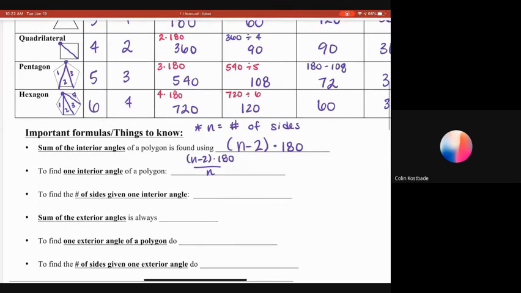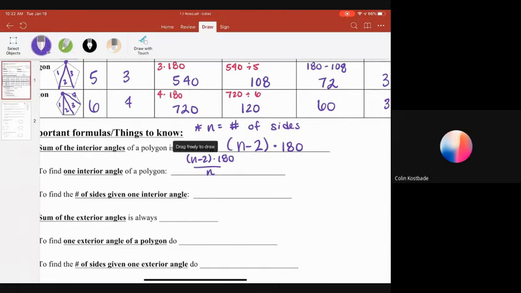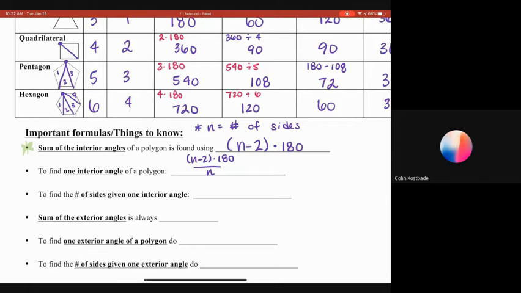I will tell you, though, that on a test or quiz, this formula is given to you. The sum formula is given. And then a lot of it we expect you to be able to figure out based on that. Okay, what if you wanted to find the number of sides given one interior angle?